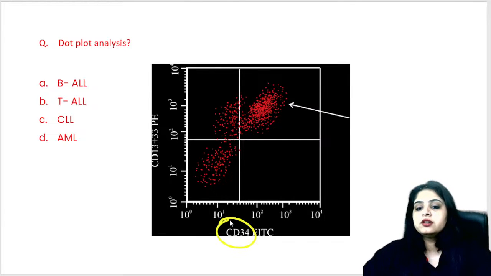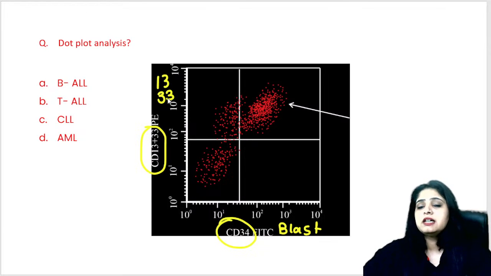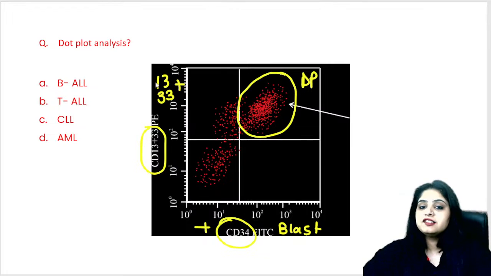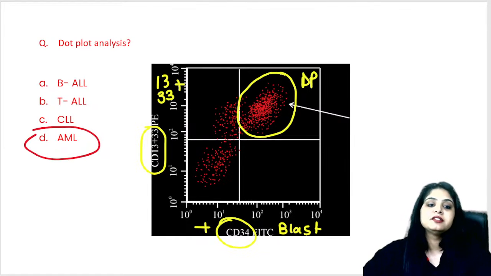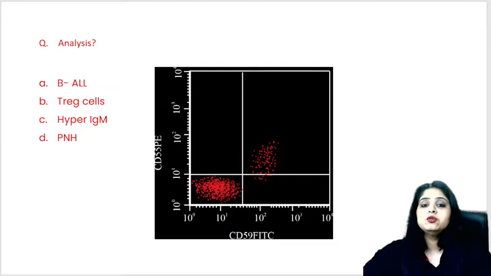CD34 is mentioned over here. So blast, okay, a blast marker. And CD133, whose marker is that? This is something to do with myeloid. CD133 was myeloid, and they have put an arrow again in the DP quadrant. Means CD34 is positive, CD133 is positive. It is a blast and also a myeloid blast. What is your answer? Your answer is going to be AML. Again, life is becoming easier. Let's move on to the next.